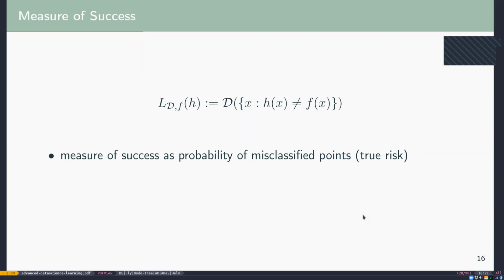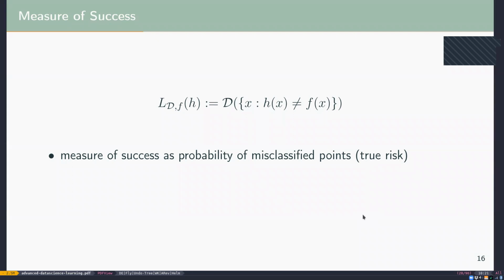So remember D is the data distribution. If I would take the set for a specific hypothesis H, the set of points that are misclassified, effectively where H and F are not the same, and I would take the probability of that, right? That seems like a very good measure, right? If the probability of this is 0, well, I'm always right. If this is 1, I'm always wrong. So that would be something very, very sensible to aim for. And this is what we call the true risk. So would that make sense?